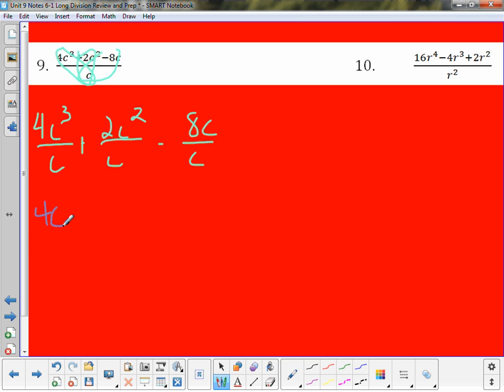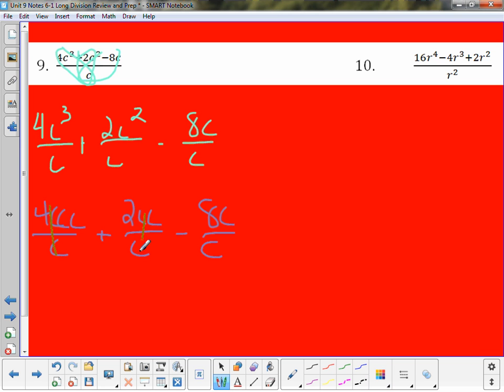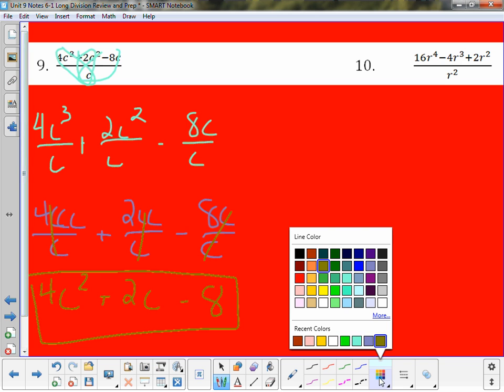So here I have 4, and then I have 3 c's divided by c. Here I have 2, and then I have 2 c's divided by c. Then I have c over c. So now we want to cancel out our overlapping factors. So I can cancel this out, cancel this out, cancel this out. So here I have 4c squared plus 2c minus 8 when you cancel all of those out. And that right there is your final answer.